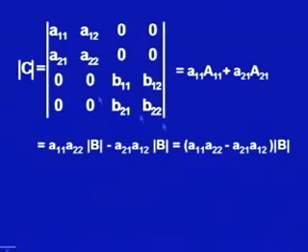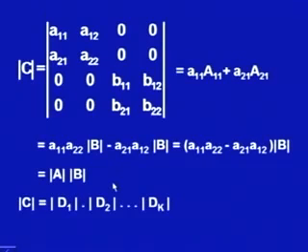What is this? This is nothing but the determinant of A matrix, A11 A22 minus A12 A21, that is nothing but determinant A multiplied by determinant B. So what we can say is, if we have a block diagonal matrix consisting of A matrix and B matrix in the diagonal, then the determinant of block diagonal matrix is nothing but determinant A and determinant B.